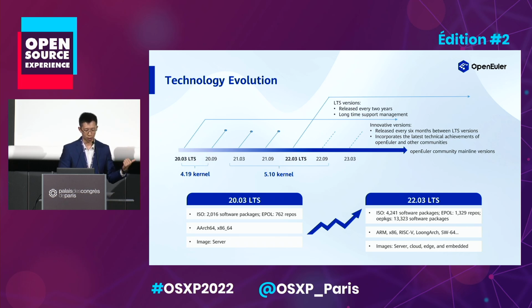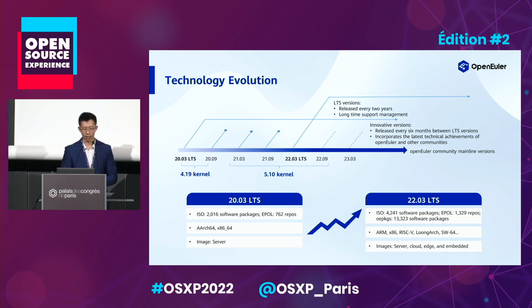Two years ago, we released the 20.03 LTS version based on the 4.19 kernel. And now, this year, we just released the latest long-term support version, 22.03 LTS, and it's based on a newer kernel, the 5.10 kernel. And Huawei also takes first place in the upstream Linux community. We do a lot of contributions to the upstream community, just like Intel and Microsoft.